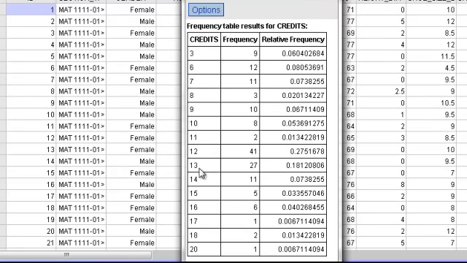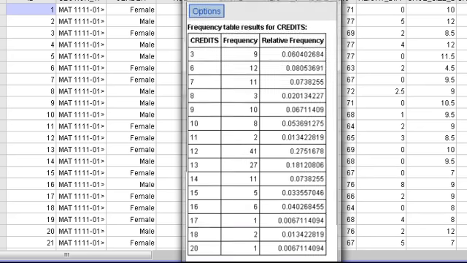27 took 13 credits, and again we can see the corresponding relative frequencies. So about 27.5% were taking 12 hours. We see that about 6% were only taking stats 1. Again, if we add up all these relative frequencies, they would equal 1, and if these were expressed as percents, they would add up to be 100%.